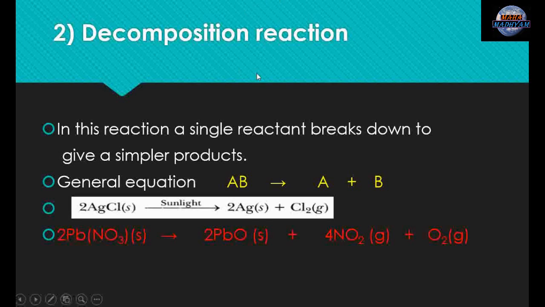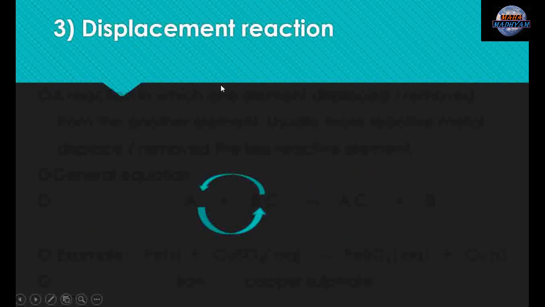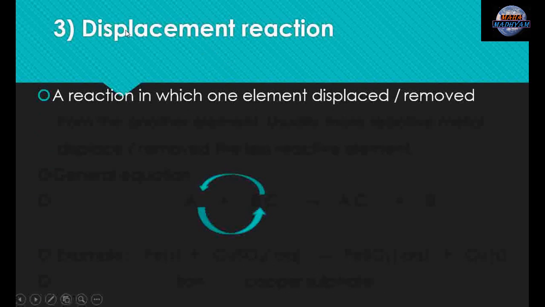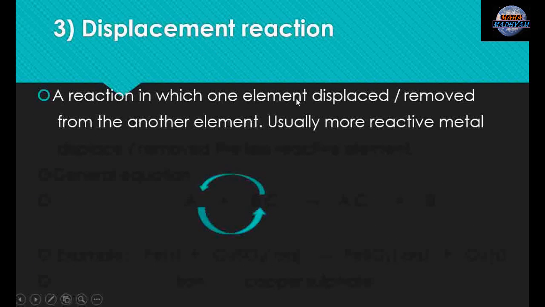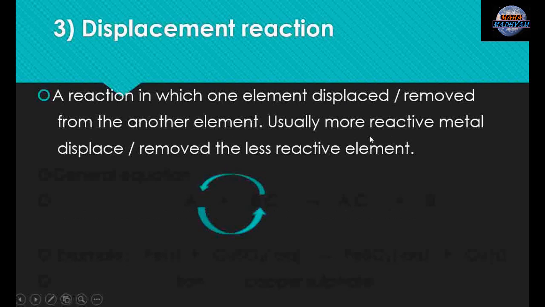Let's move to the third type of reaction, that is displacement reaction. Placement means what? Keeping in one place. Displacement means removing from that place. So displacement reaction means a reaction in which one element is displaced or removed by another element. Usually in displacement reaction, a more reactive metal displaces or removes the less reactive element.